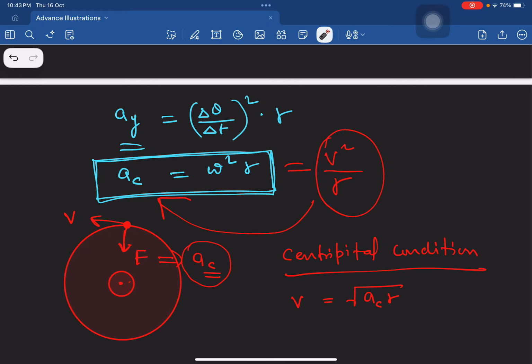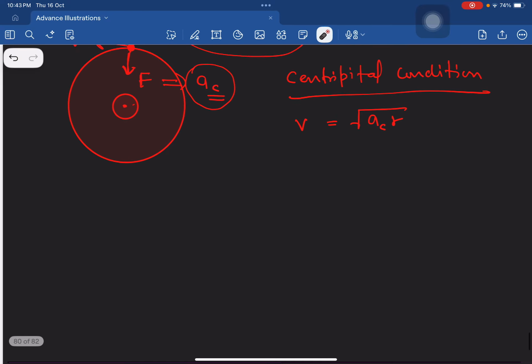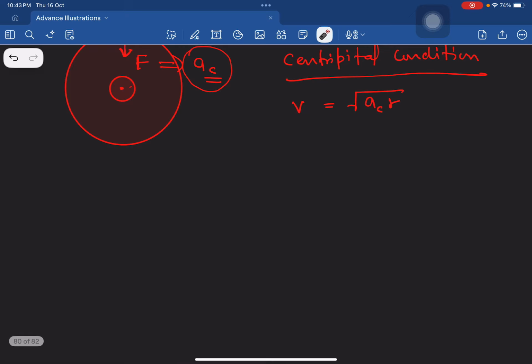Now let me take a few basic examples so that this idea becomes more concrete in your mind. So guys, let's start with a very simple problem. Problem number one.